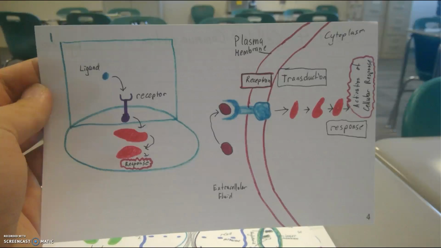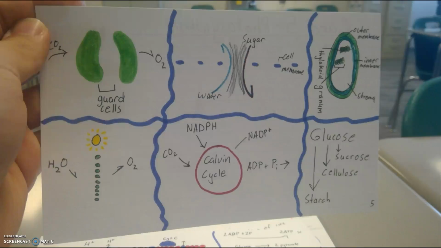Plant cells make their own food and then break it down into energy through photosynthesis. The formula for photosynthesis is 6CO2 plus 6H2O equals C6H12O6 plus 6O2. Each stoma is surrounded by 2 guard cells which can open and close depending on environmental conditions.